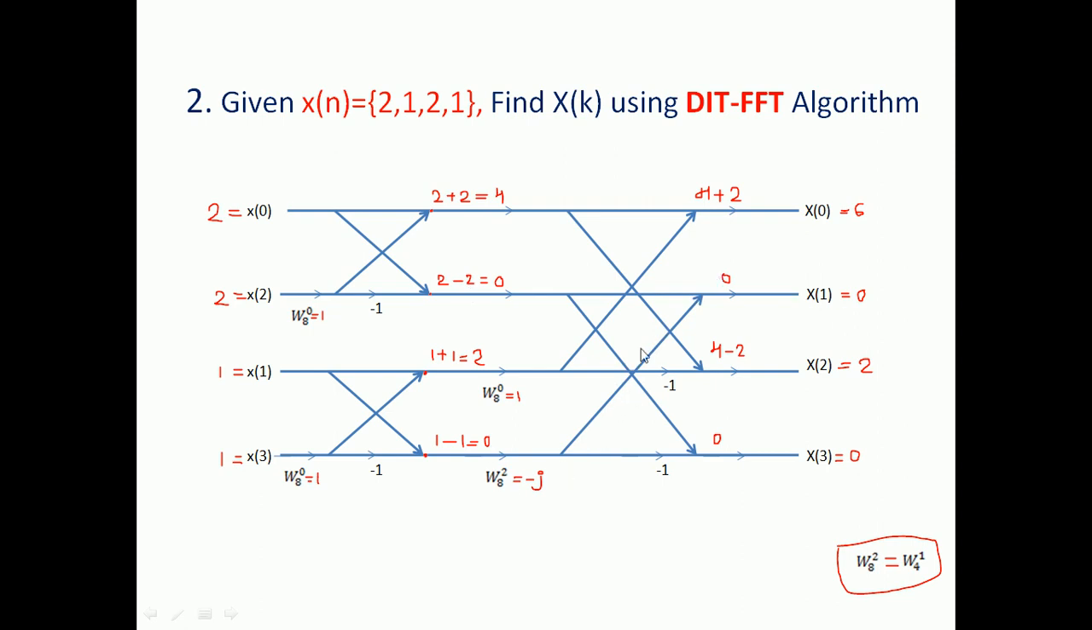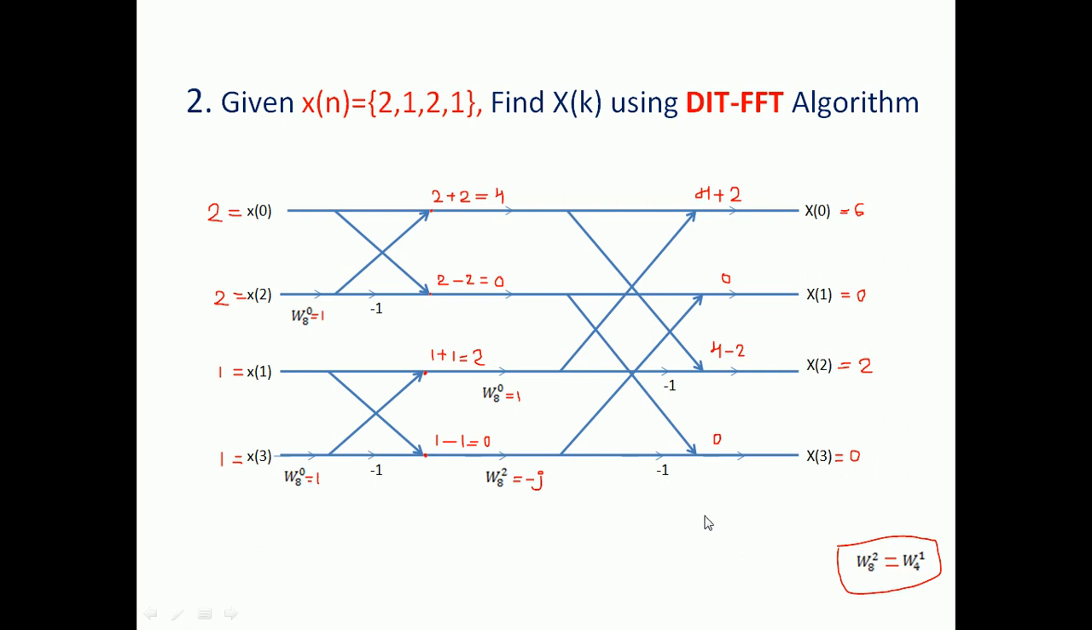Next, at this point, from the top you will get 4, 2 into 1 into minus 2, that is 4 minus 2, you will get 2. Similarly, at this point we have from here 0 and from here again 0. So we will get 0. So the answer for this is 6, 0, 2 and 0. So this is the DFT of the x of n, 2 1 2 1 sequence.